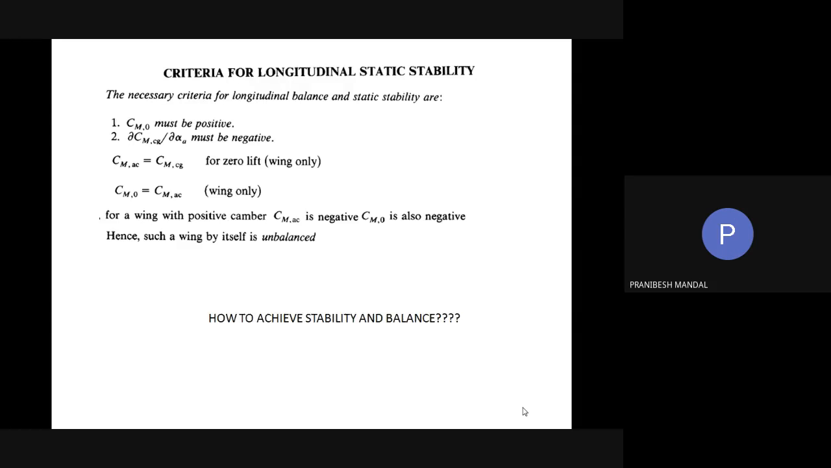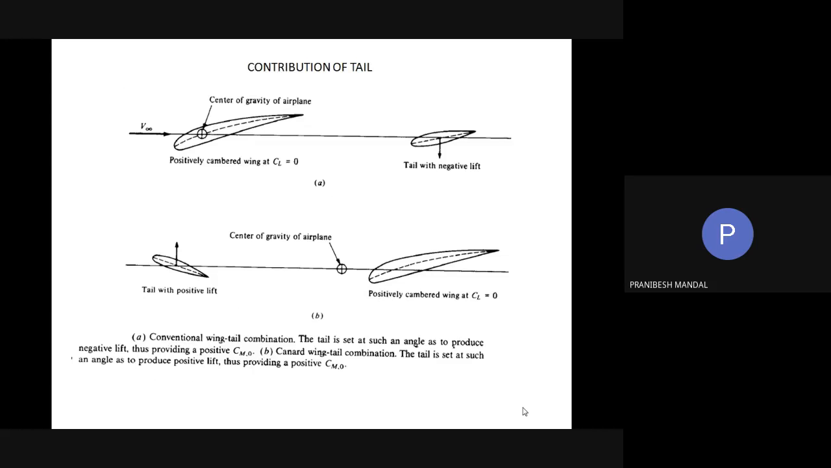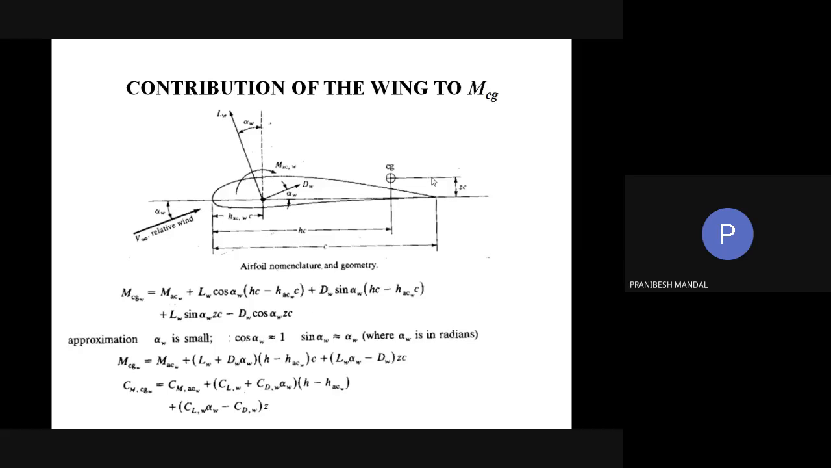Now, as far as the condition prevails that the tail with a negative lift will be there in order to achieve this particular thing. But what are the specific relationships that actually ensure that this particular thing will be achieved? Now let us see.